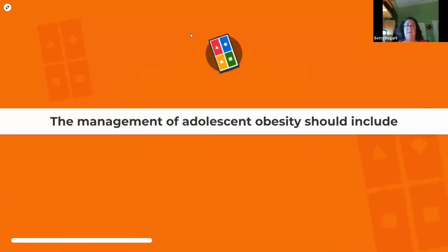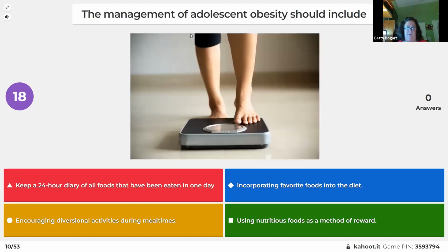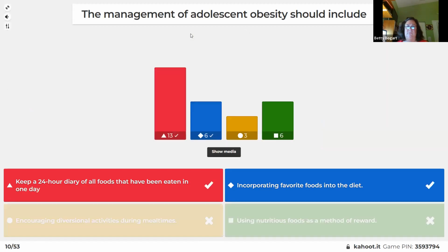A multi-select. The management of adolescent obesity should include... So in an adolescent, we know they don't eat right. So a 24-hour diary, absolutely. And then putting some of those favorite foods in the diet will make it more realistic. When you're talking diversion, you're usually talking about younger children using diversional activities, not adolescents. And does an adolescent want nutritious food as a reward? No, they want the reward to be something they like. It's not necessarily nutritious.